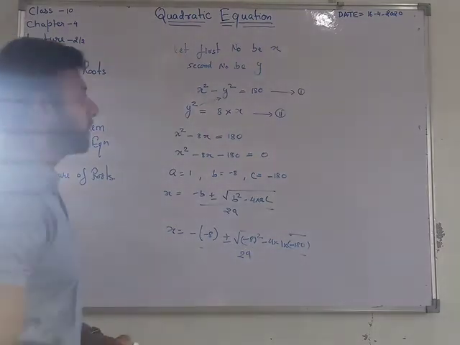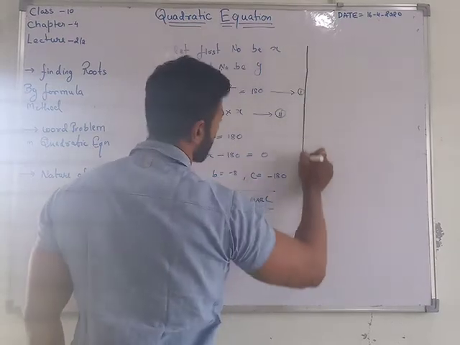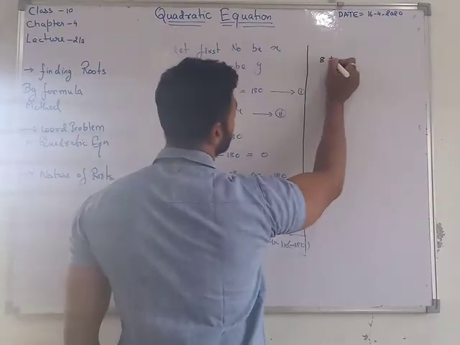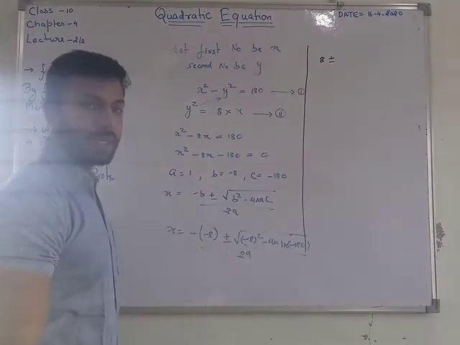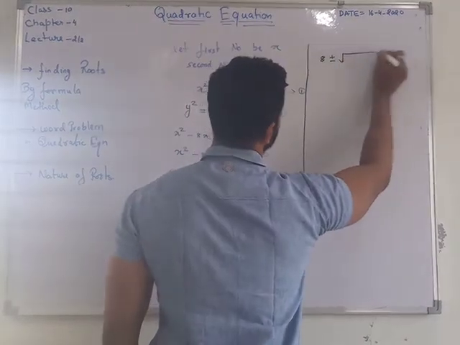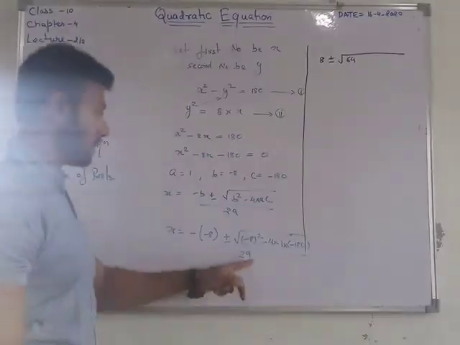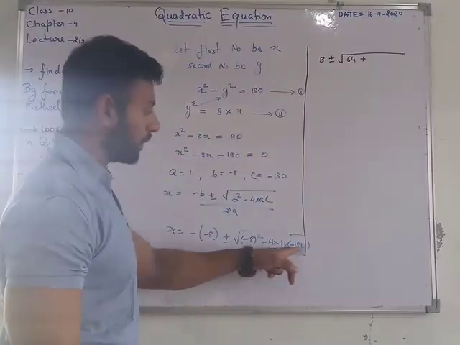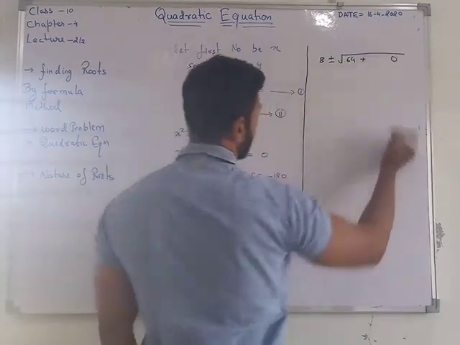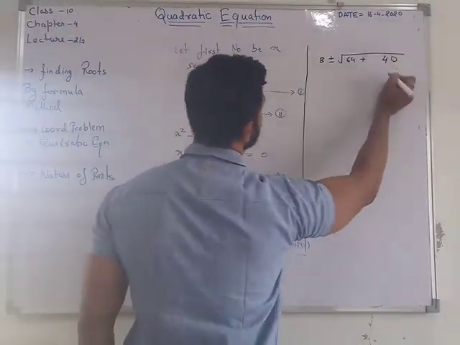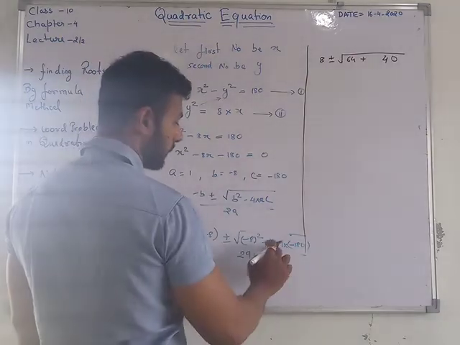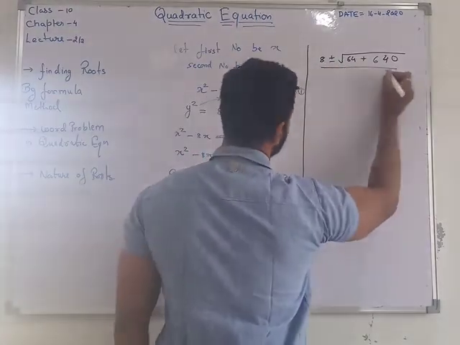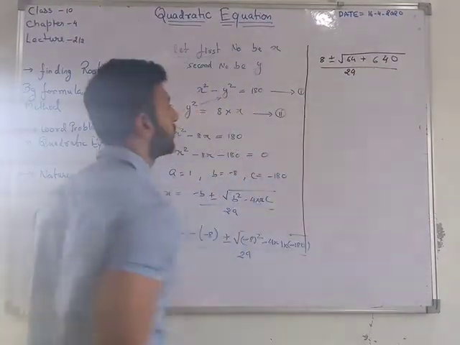Now, minus into minus will be plus, so this will be 8 plus minus, minus 8 square. 8 square is 64 under root. 64, minus into minus will be plus, 4 into 180. 4 zeros are 0. 8 fours are 24. 2 over here and 4 ones are 4, 5, 6. 640 will be the number divided by 29.